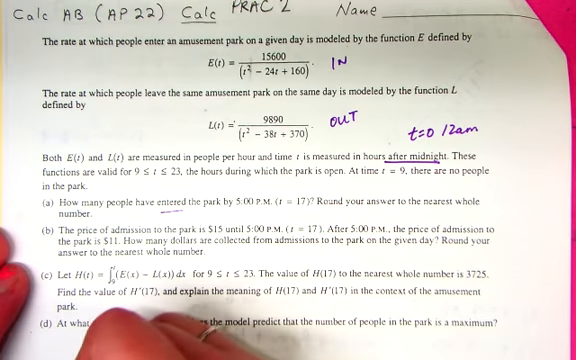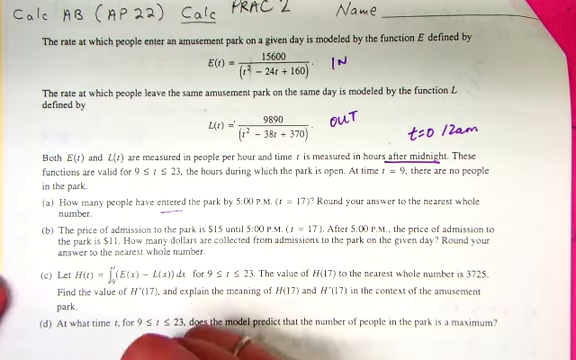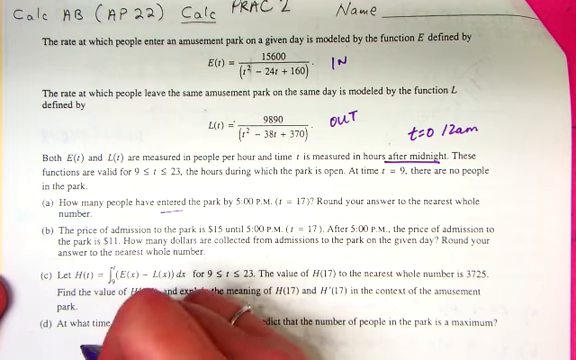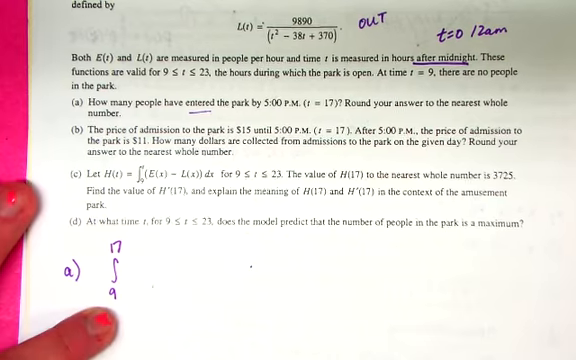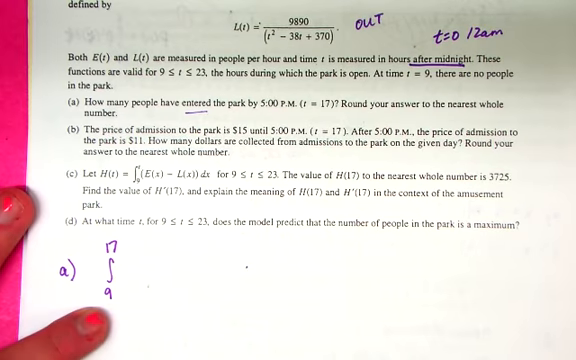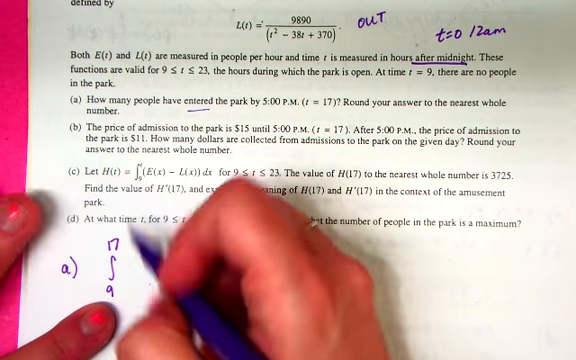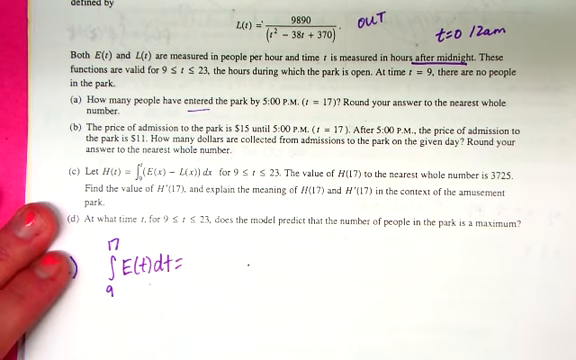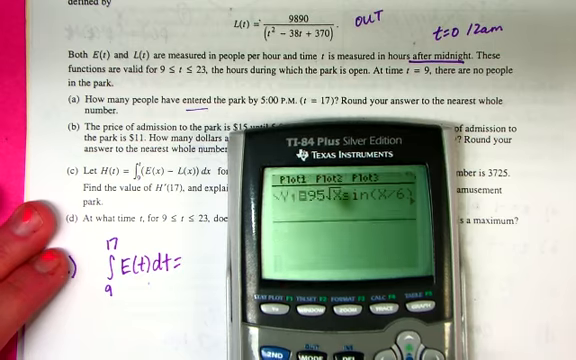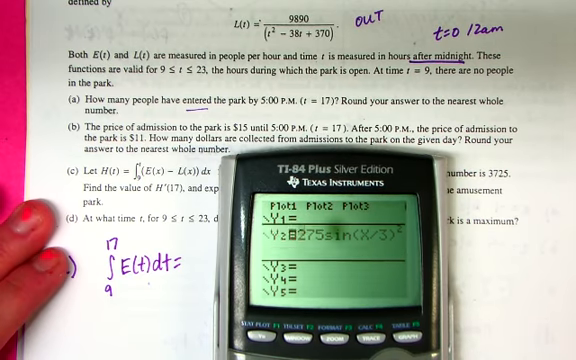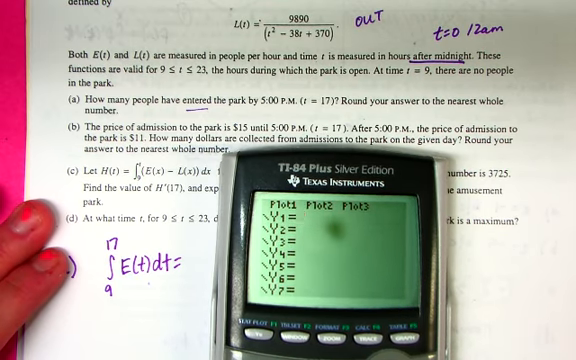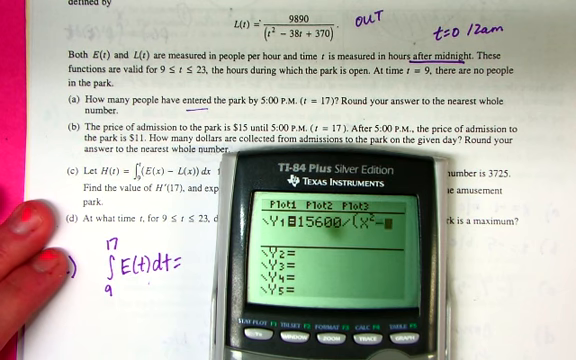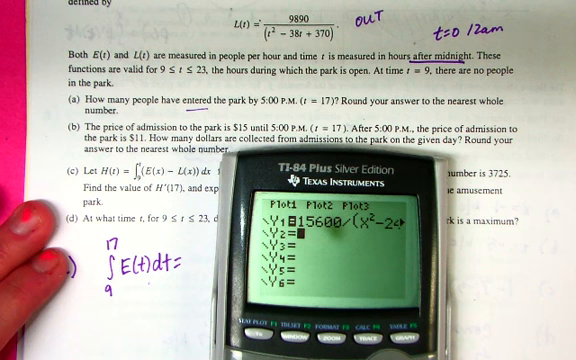So for part A, we are just going to integrate from 9 a.m. until 5 p.m., right? And we're going to use the E of t entered function, right? So we just have to write E of t here. You don't have to write the whole function in there. And then it'd probably be sensible to put these in the order that they are there. So 15,600 divided by t squared minus 24t plus 160. And while I'm here, I'll just put the other one in.